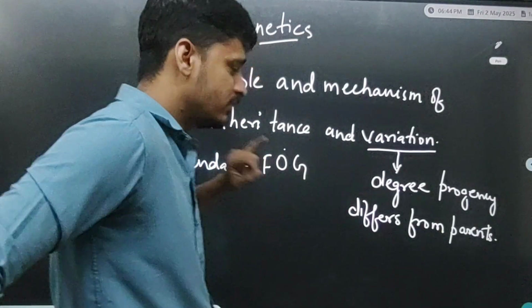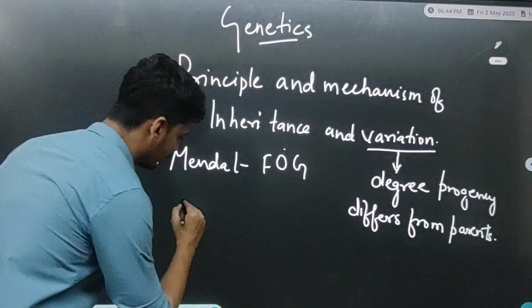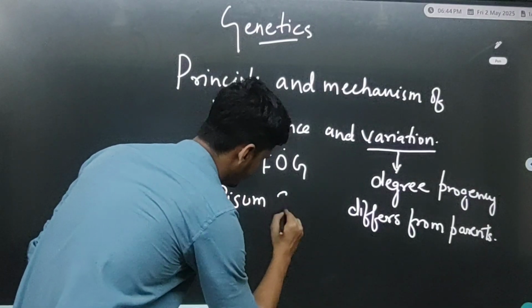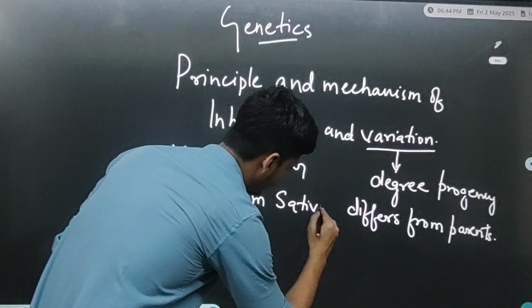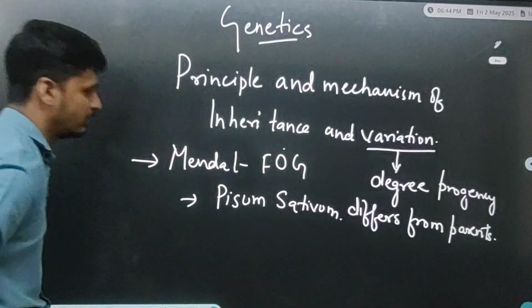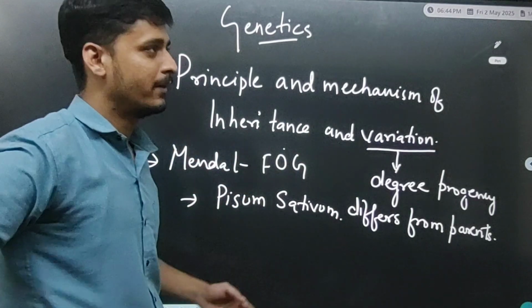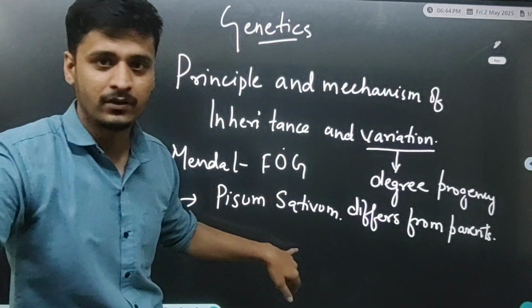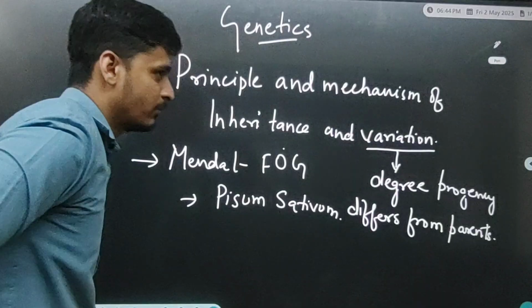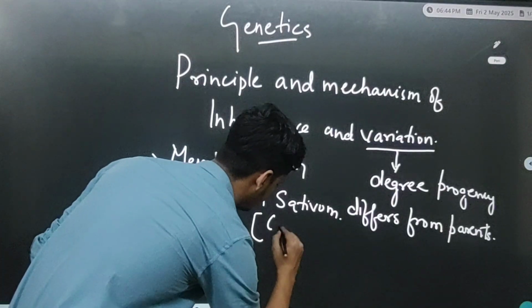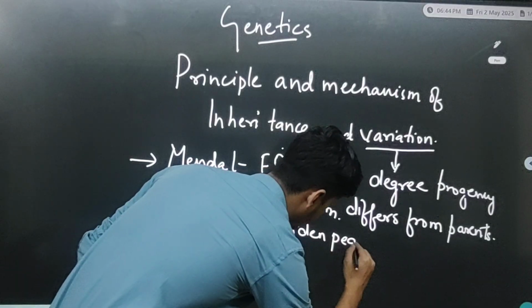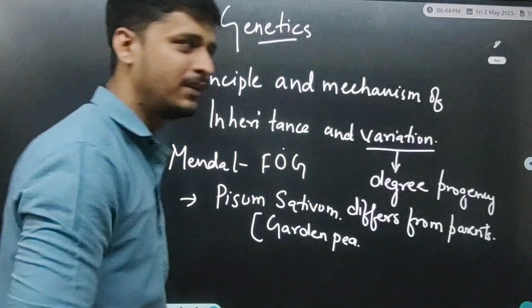Okay, so he chose Pisum sativum. So this is important for you. You have to remember the experimental model of Mendel's experiment, that was Pisum sativum. Okay, it is the biological name of garden pea. Okay, so why did he choose this pea?